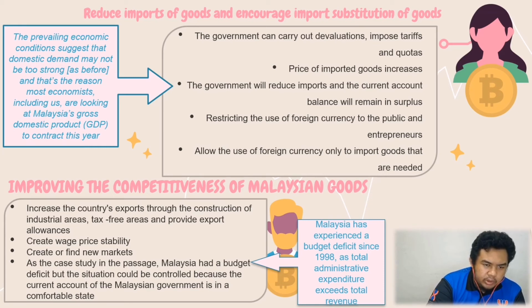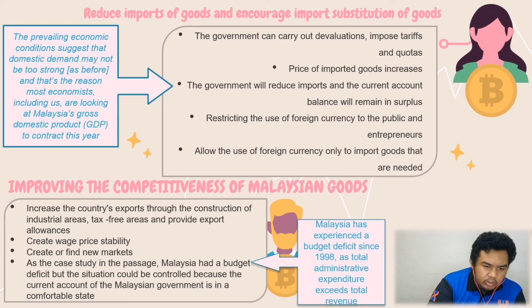The price of imported goods increases. The government will reduce imports and the current account balance will remain in surplus. It is because they want to avoid the waste of goods. Restricting the use of foreign currency to the public and entrepreneurs, they will choose the people who can get more profit. Allow the use of foreign currency only to import goods that are needed.